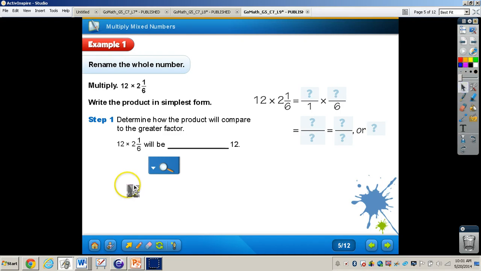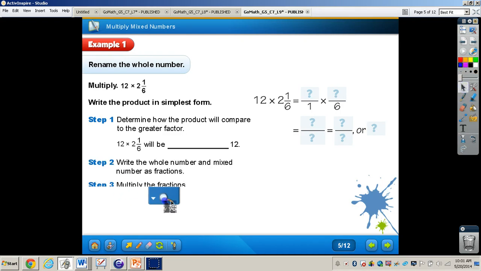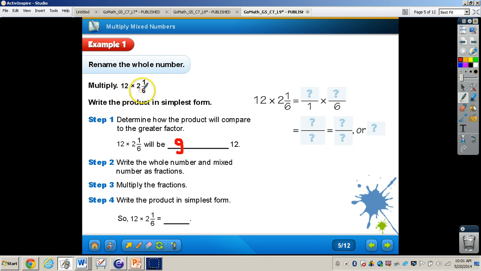It says multiply 12 times 2 and 1/6, and let's go through these problems together. It says write the product in simplest form, so we need to do that. So the first thing that we need to do is determine how the product will compare to the greater factor. Okay, so 12 times 2 and 1/6, what will it be? It's going to be greater than 12. Why greater than 12? Because we are multiplying two whole numbers together. Okay, so I'll just do GT. I do want you to write greater than.